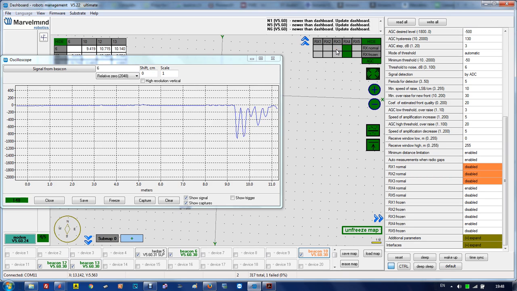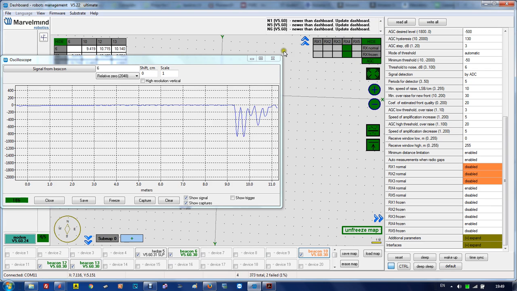So it means that if you have RX4 facing your mobile beacon, but RX3 is facing some other direction where the mobile beacon must not be or will not be, just disable it. So that will be the most optimal. So this is important for you.